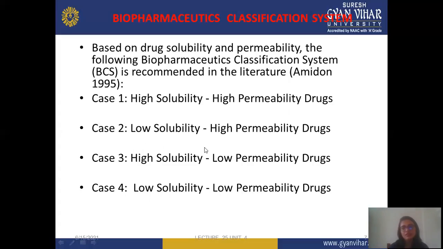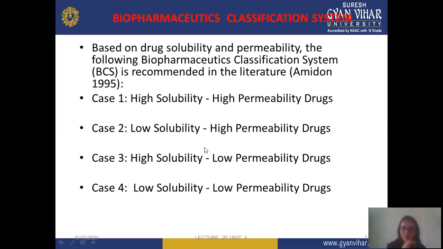This BCS classification is mainly divided into four classes or four cases. Class one is high solubility and high permeability, meaning your drug should have both high solubility and high permeability. In class two, there is low solubility and high permeability: one is low, one is high.